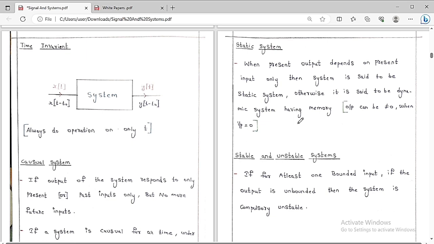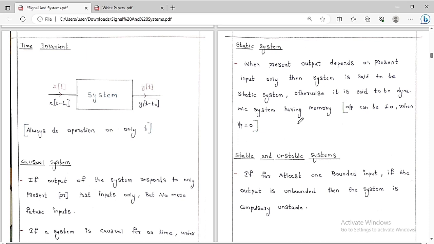A dynamic system will definitely have memory. Even if the present input is 0, the output can be not equal to 0 because of the past values of the input. But in the case of a static system, if the present input is equal to 0, then the present output is also equal to 0, because it depends only on the present values of the input. So finally, if the present output depends only on the present values of the input, but not on the past values, then we can say it is a static system.